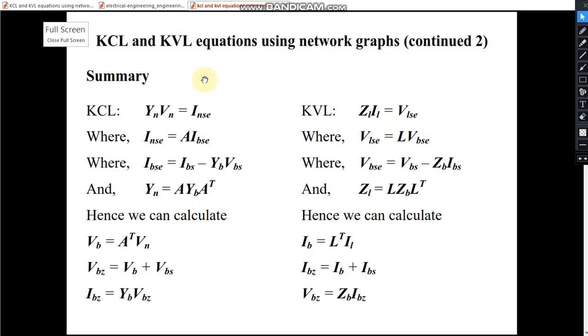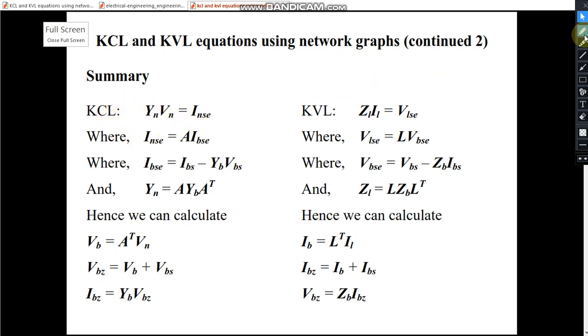We have already discussed one example for KCL and one example for KVL. This is a summary of the equations that we use in KCL and KVL using network graphs. So what is KCL first of all?